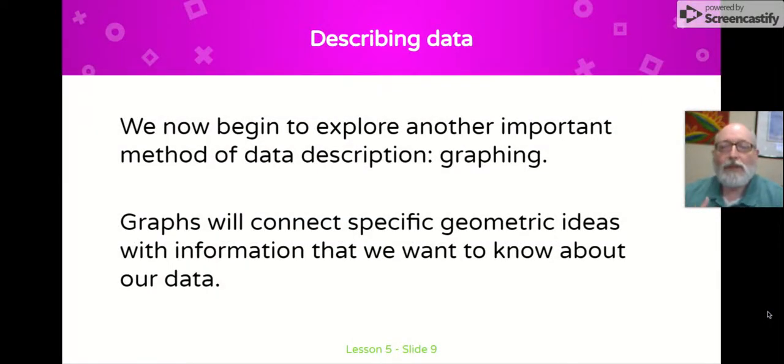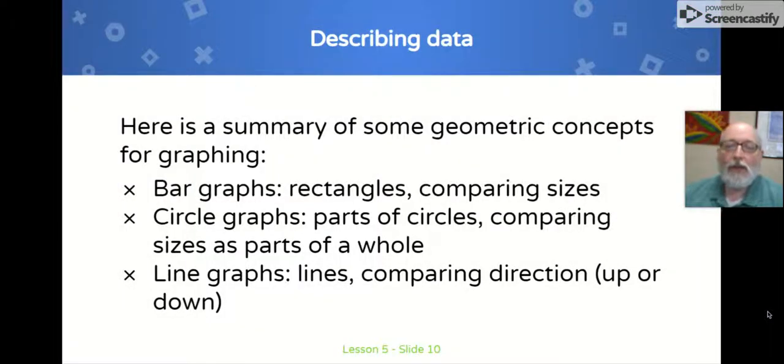We now begin to explore another important method of data description, graphing. Graphs will connect specific geometric ideas with information that we want to know about our data. Here's a summary of some geometric concepts for graphing. Bar graphs use rectangles, and we compare the sizes. Circle graphs use parts of circles. We compare the sizes as parts of a whole. Line graph uses lines, comparing the direction, up or down.